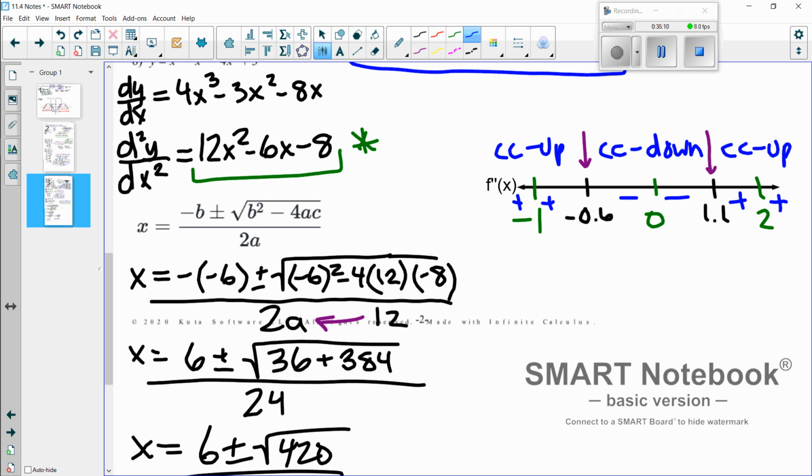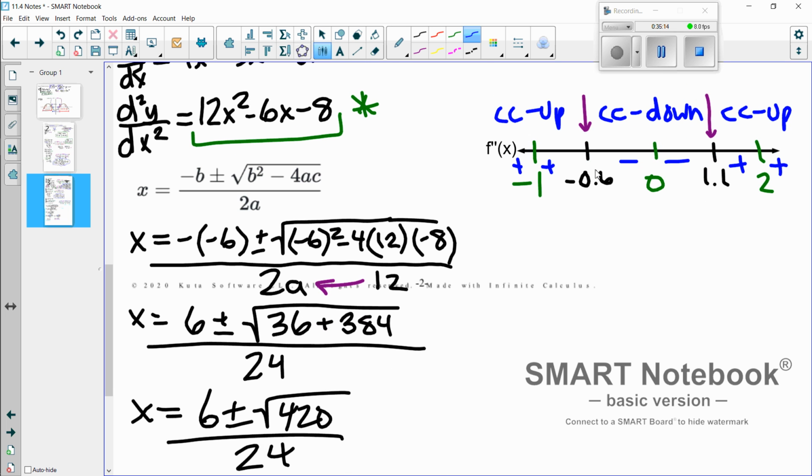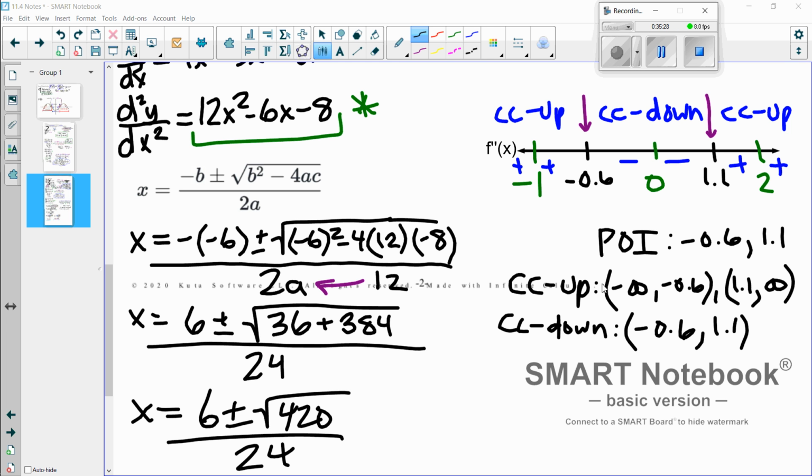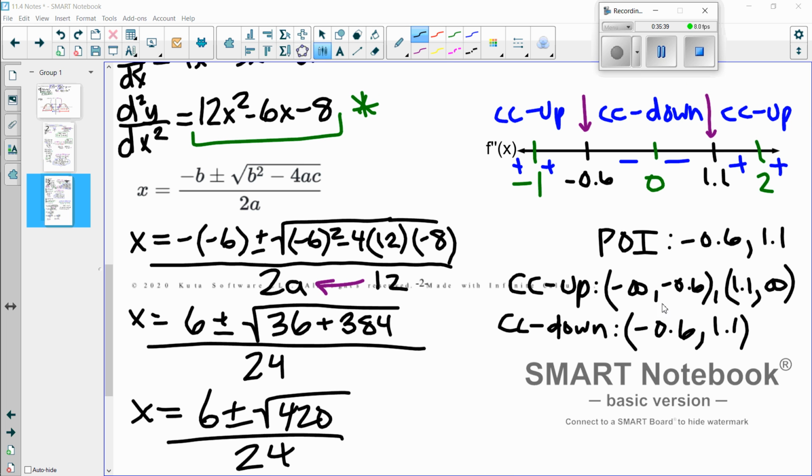Prone to mistakes when we're going fast. I know I don't want to keep you too long. But there we are. There's our 3 intervals. Now our last job is writing it all formally. So here's my POI. We get negative 0.6 and 1.1. And then our interval notation is concave up negative infinity to negative 0.6, our first inflection point. And then 1.1 to positive infinity, or concave up, right, this interval. And then concave down negative 0.6 to 1.1, which was that middle interval here.